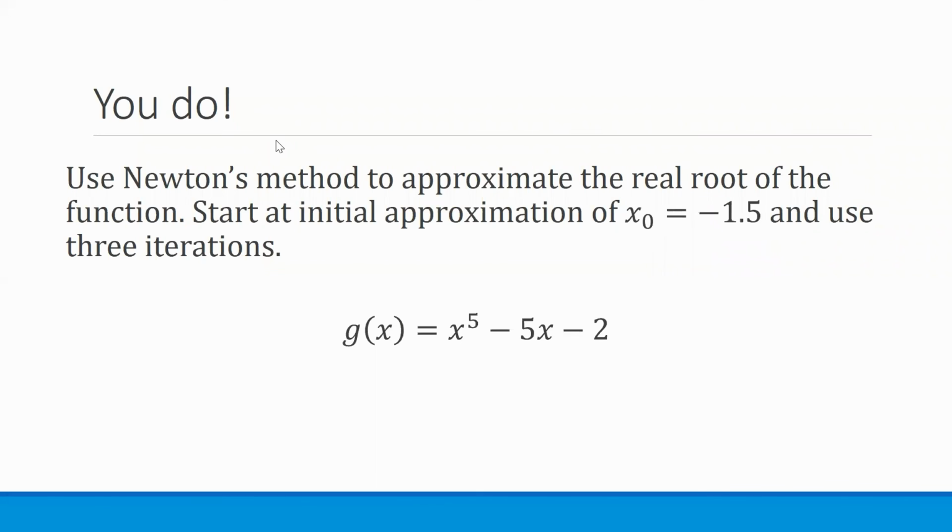What I would like you to do is to use Newton's method to approximate a real root of the function. And I want you to start with an initial approximation of x0 equals -1.5. This time, I want you to try to use 3 iterations of Newton's method to get the approximation. So an x0 of -1.5 and use 3 iterations to get the approximation.